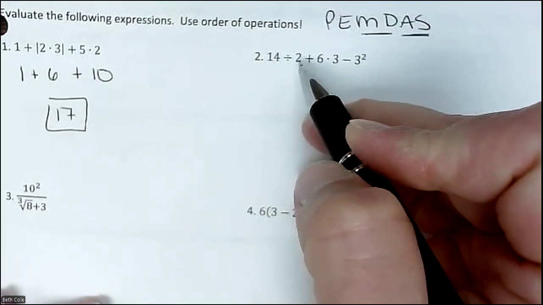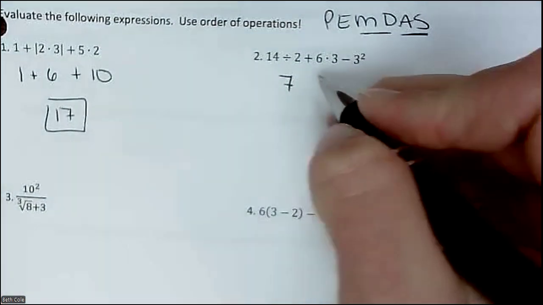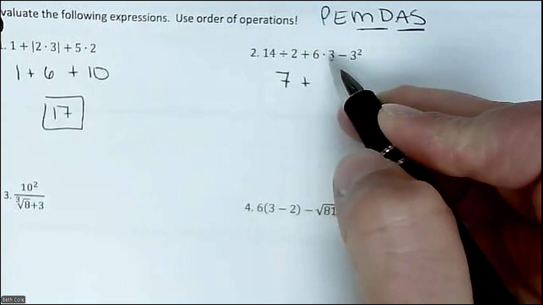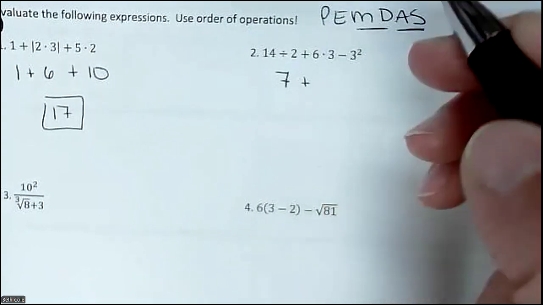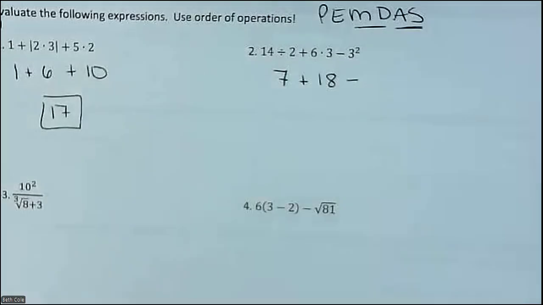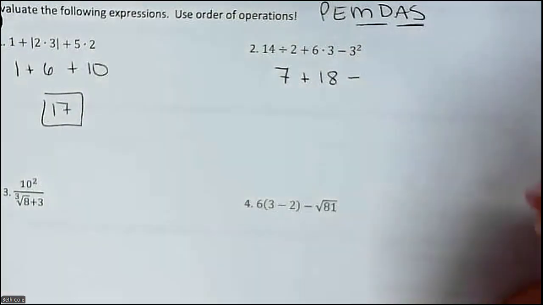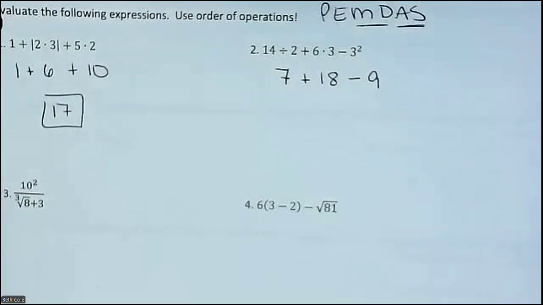14 divided by 2. Right, 7, we're just going to practice using our brains here. All right, 7 plus 6 times 3, 18, minus, you do the adding and subtracting last. I'm leaving those adding and subtracting in there. Now, what that means is 3 squared. That is not 6. Please come with me on this. It's 3 times itself. 3 times 3, which is 9.